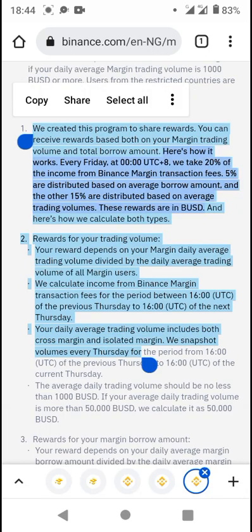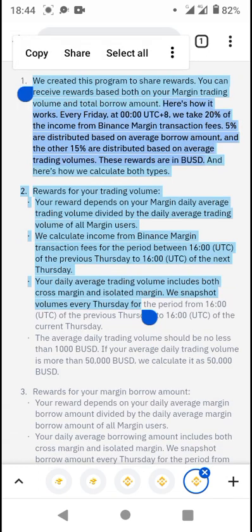And here's how it works. Every Friday from 00:00 UTC, Binance takes 20% of the income from Binance margin transaction fees. 5% is distributed based on average borrow amount, and the other 15% is distributed based on average trading volume. These rewards are in BUSD, and here's how Binance calculates it.